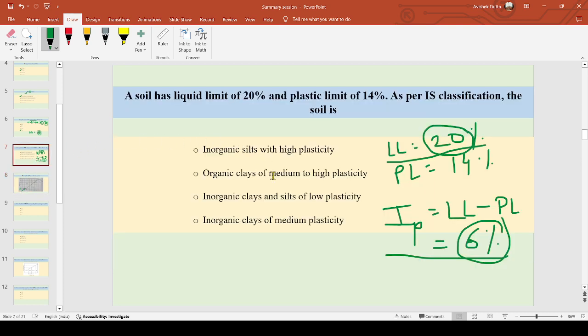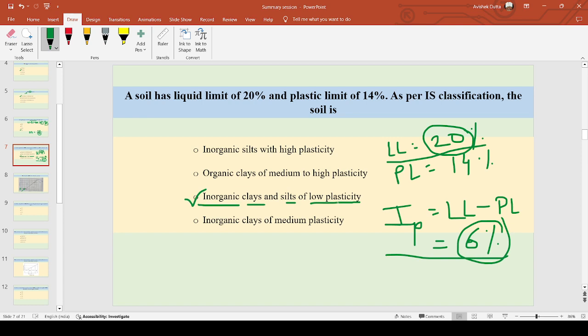So we can see that I have given an option. The options are inorganic silts with high plasticity, organic clays of medium to high plasticity, inorganic clays and silts of low plasticity, and inorganic clays of medium plasticity. We have only one option with low plasticity, which is also matching with the other criteria, that is inorganic soil and clay and silt. So option number 3 is the correct answer.